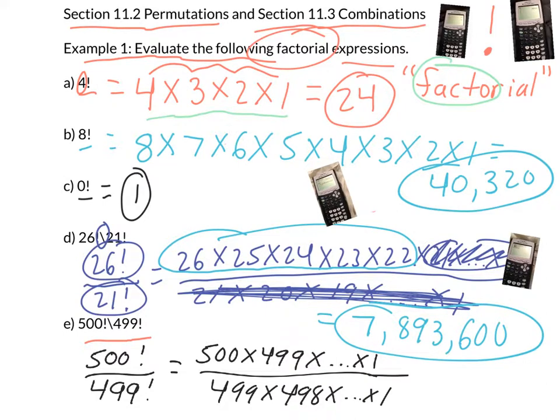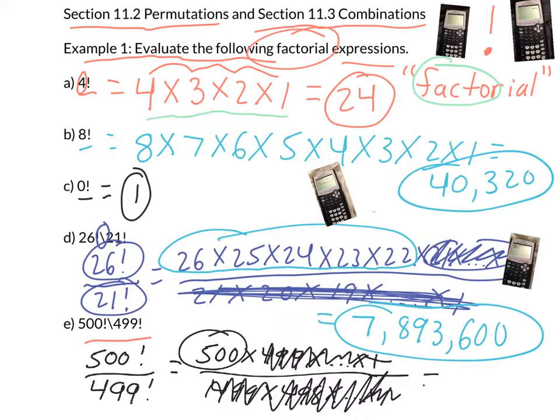Then we cancel the matches on the top and bottom, which is 499 all the way down to 1. And what's cool about this question is the only number left in the numerator is 500, so that must be the final answer. So 500, final answer.